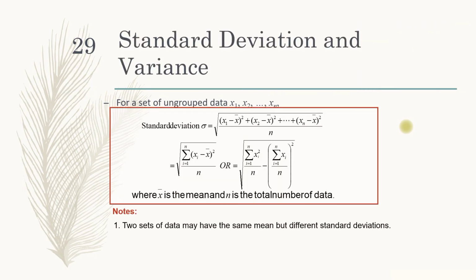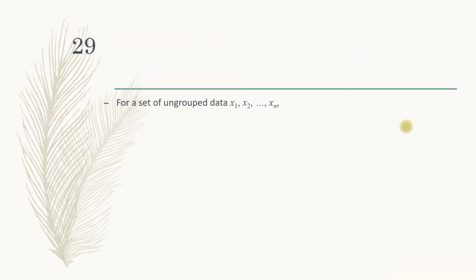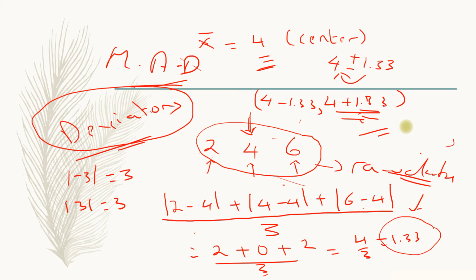So then the next step is to move to standard deviation. What is the standard deviation? It's relatively easy to understand the standard deviation. Let me explain this one again. I take the same example. Remember that you got 1.33 here. I'm going to take the same example to illustrate the concept of standard deviation now.